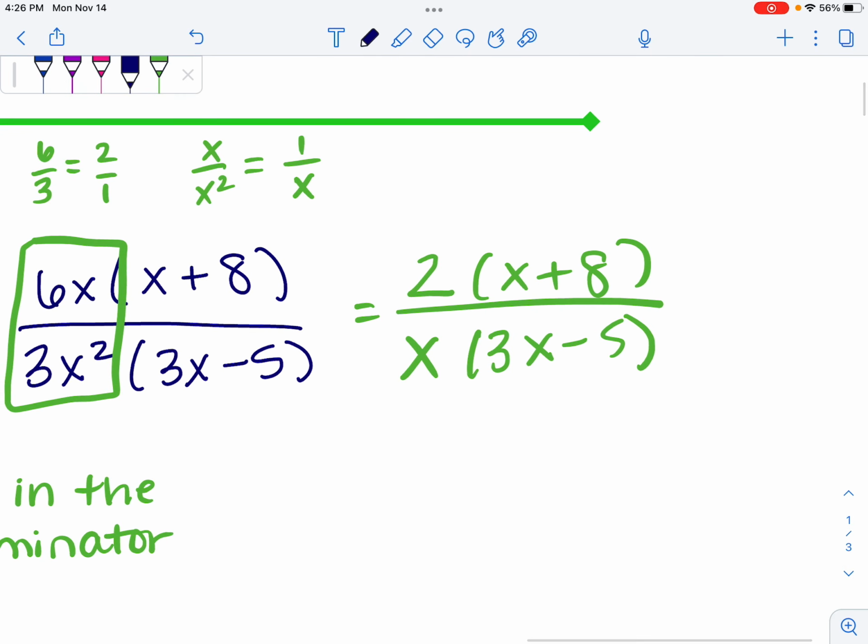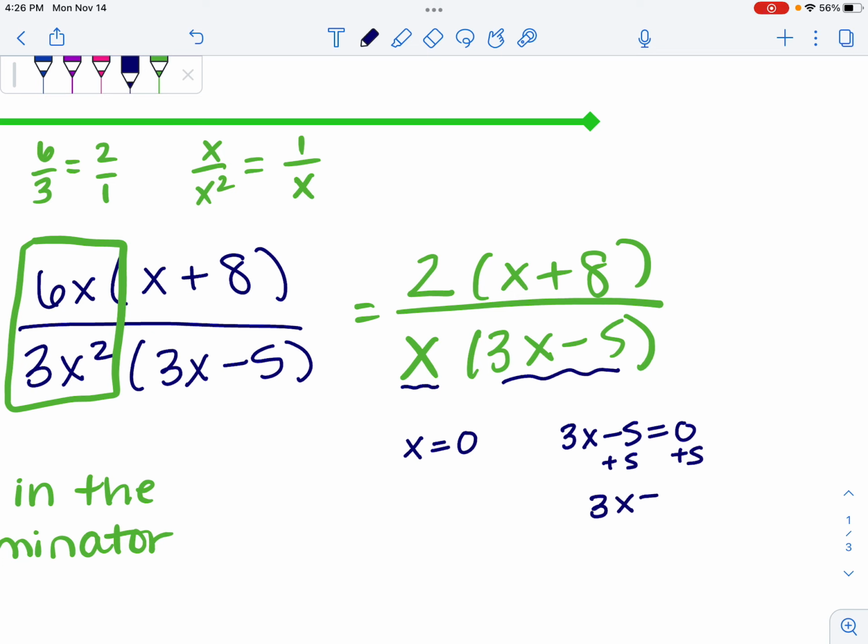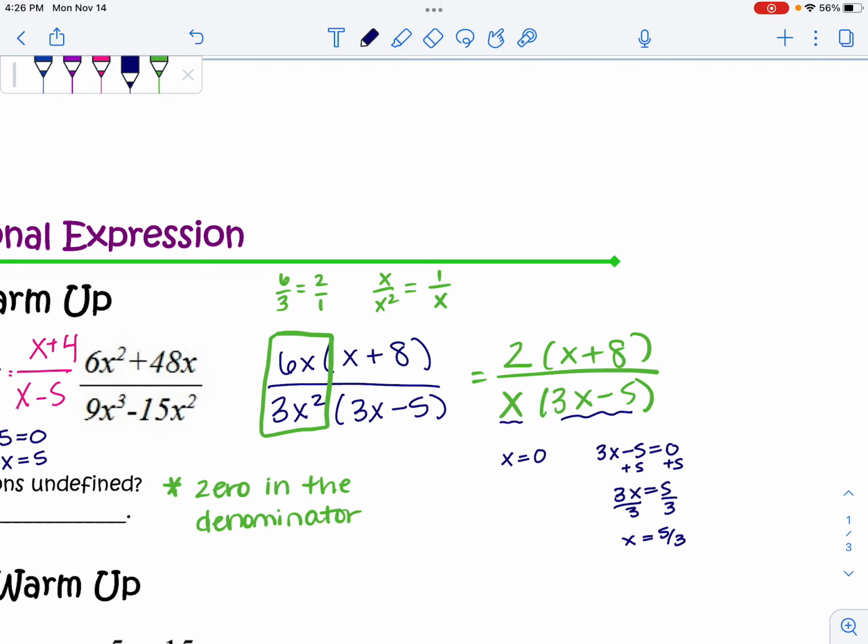In my second example here, I have two x's. I've got that x out front and then the 3x minus 5 factor. If either one of these is 0, the denominator will be 0 because anything times 0 is 0. So I have two values. So set x equal to 0 and set 3x minus 5 equal to 0. I've got to solve this one. So I get 3x equals 5, divide by 3, and x equals 5 thirds.